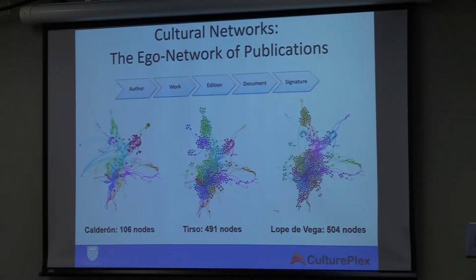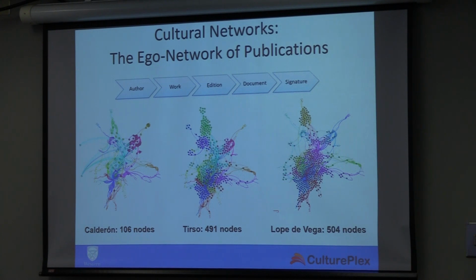Okay? In this case, this is an analysis of the publications of theater writers at the beginning of the 17th century in Spain, focusing on one of the main concepts of social network analysis, which is the idea of the ego network, in which you have these connections between different people.